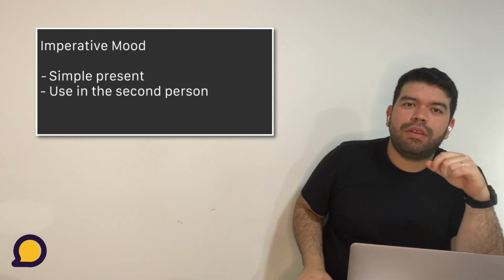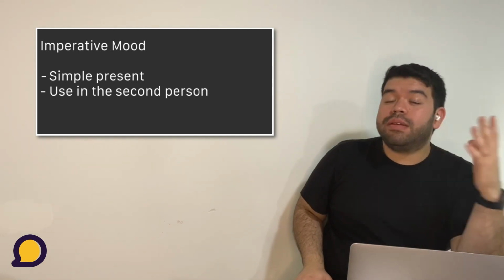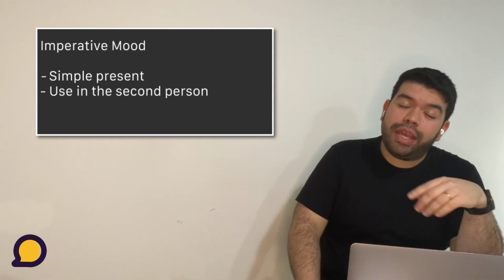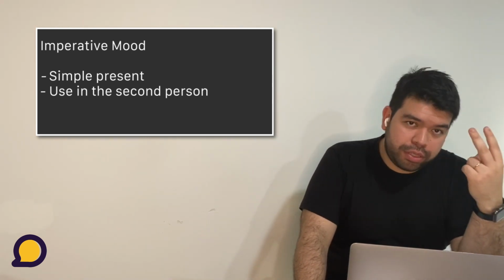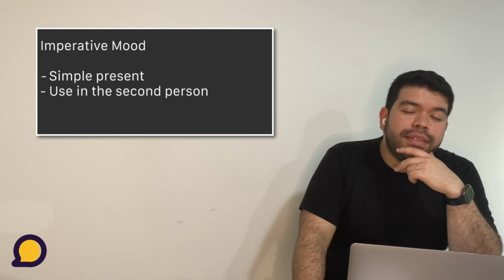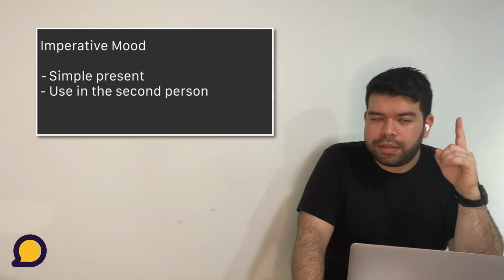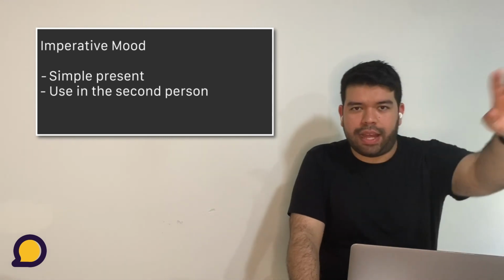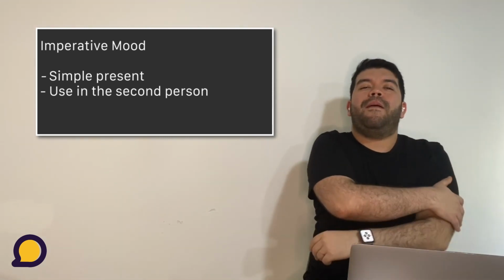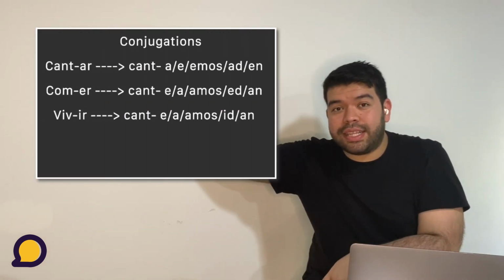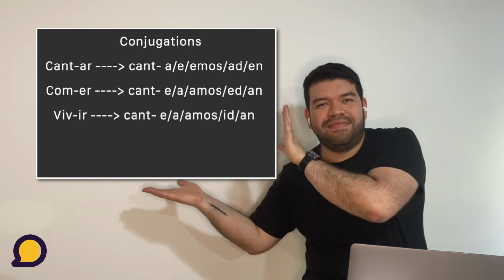And basically, how do we use imperative? It's pretty simple. We can use it in simple present, right? We have to use it in the second person, in singular, right? And maybe the first person in plural, but no more than that. Okay, guys? And then we have to basically conjugate the verb. We should conjugate it. Okay? You can take a look at these examples right here.